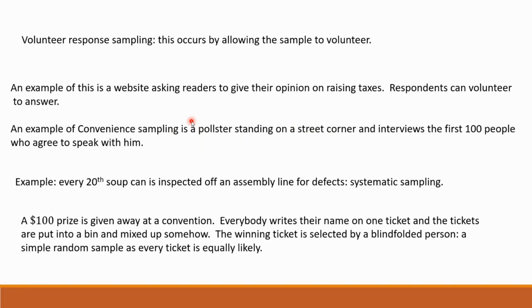So there are some ways to get a sample, some good methods, and some that are not so good. Okay. So I figured it wouldn't hurt to look at some quickly. I mean, some of them I got from the textbook. I figured it still wouldn't hurt to look. For instance, let's say you're, I guess, an inspector on an assembly line. And every 20th soup can is inspected for defects, whatever. Well, that would be systematic sampling, right?